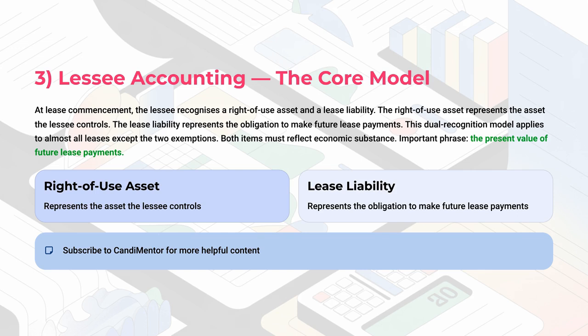Lessee accounting, the core model. At lease commencement, the lessee recognizes a right-of-use asset and a lease liability. The right-of-use asset represents the asset the lessee controls. The lease liability represents the obligation to make future lease payments. This dual recognition model applies to almost all leases except the two exemptions. Both items must reflect economic substance. Important phrase, the present value of future lease payments.